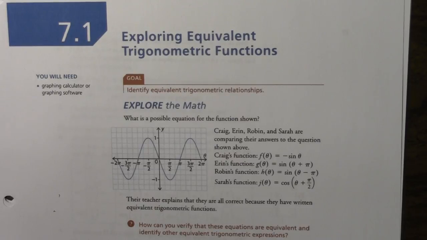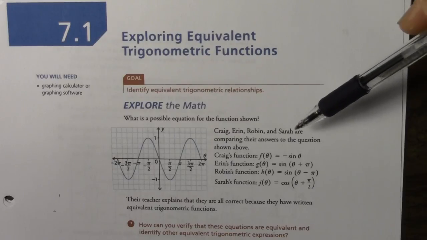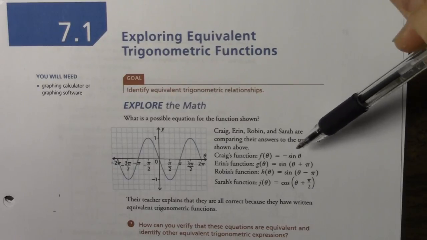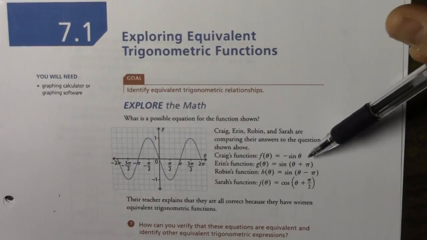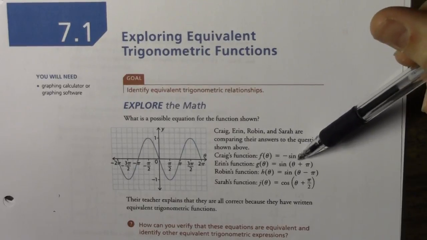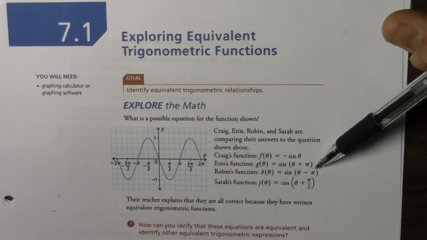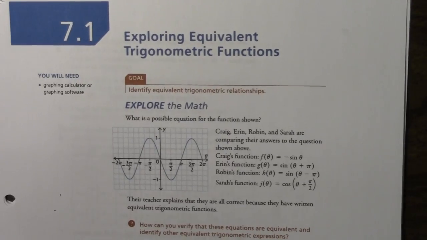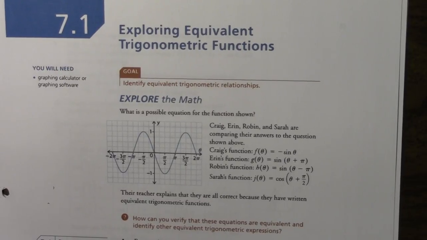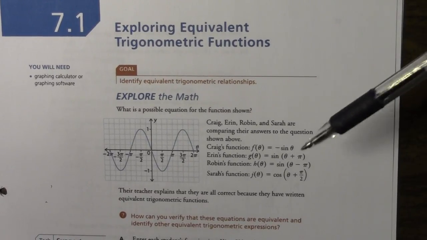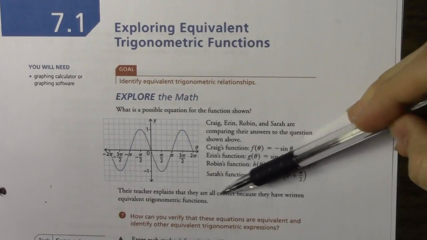First thing says, what is a possible equation for the function shown? Craig, Aaron, Robin, and Sarah are comparing their answers to the question shown above. So Craig has a function, negative sine theta. Aaron's function, sine theta plus pi. Robin's function, sine theta minus pi. And Sarah's function, cos theta plus pi over 2. Their teacher explains that they're all correct because they have written equivalent trigonometric functions.